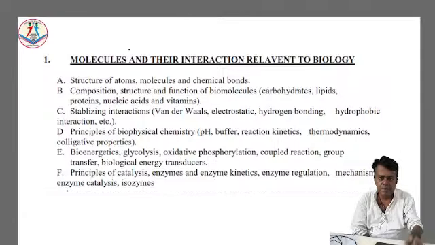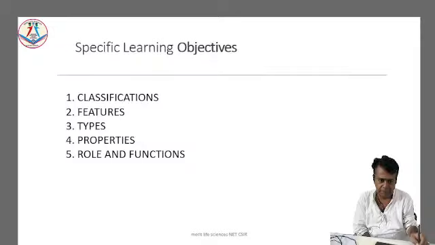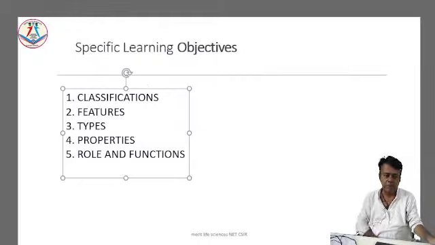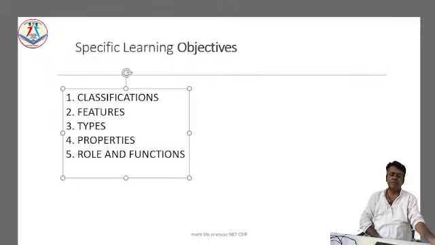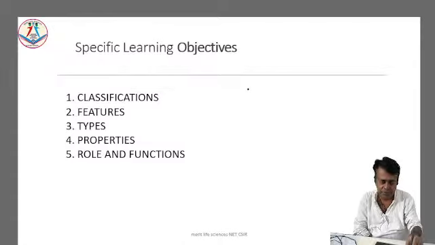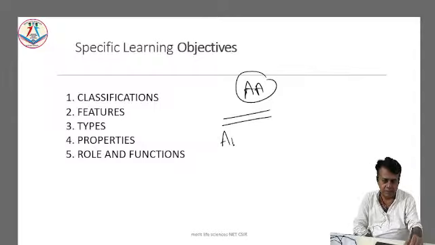Okay, thank you. So let me tell you a brief description of amino acids, because we are going to discuss the classification, features, types, properties, role and function. If I ask you what an amino acid is in one term, what will you say? This is an amino acid, correct? So what can you say about the amino acid?